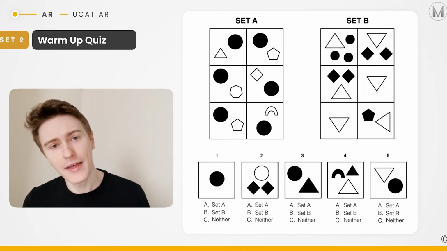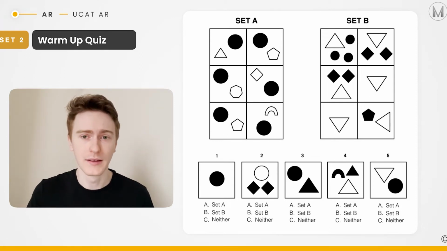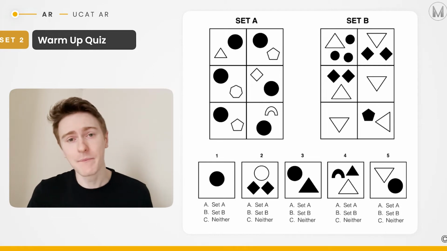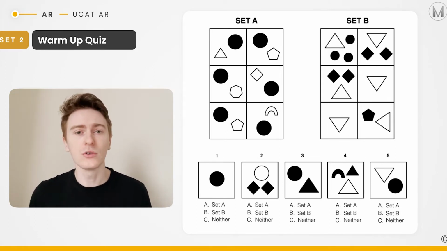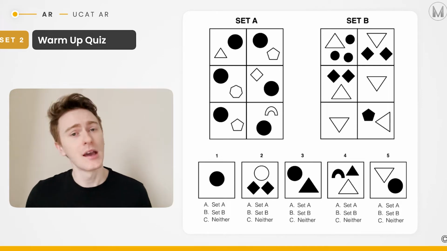Now to try and work out the pattern in set B, it's useful to try and think of flips or inverses on the pattern that you've already spotted. If set A has always a black circle, then maybe set B has always some other kind of shape. In this case, it's always a white triangle. By doing that, we spotted a pattern in each set A and set B, and we can move on to answering the test shapes.